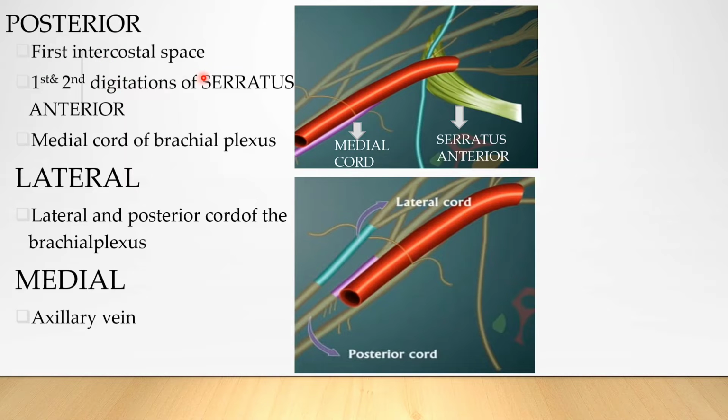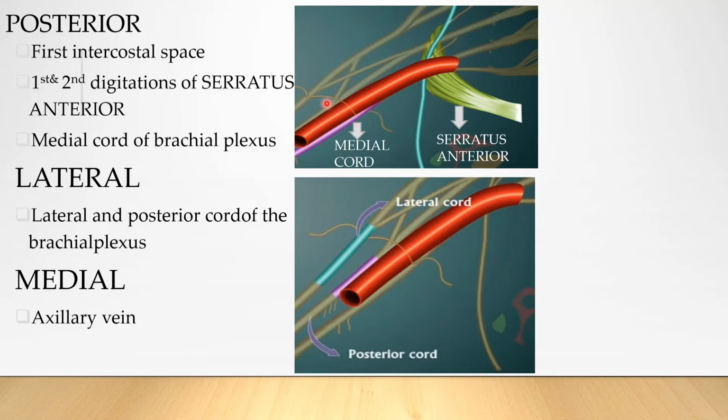Posteriorly, the first intercostal space with the external intercostal muscles. As we know, here we have ribs and the intercostal space posteriorly. Then the first and second digitations of serratus anterior muscle, here, which is light green in color. This is the serratus anterior muscle, present posteriorly to the axillary artery. The next is the medial cord of brachial plexus. See, this is the medial cord, purple color.